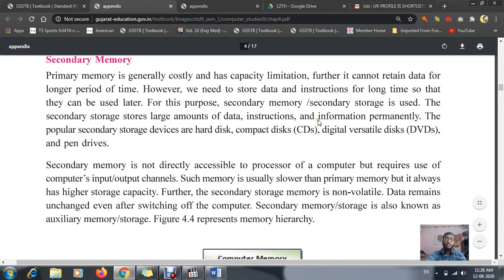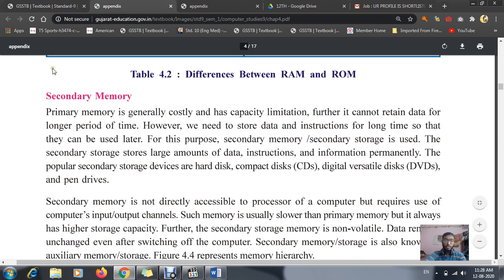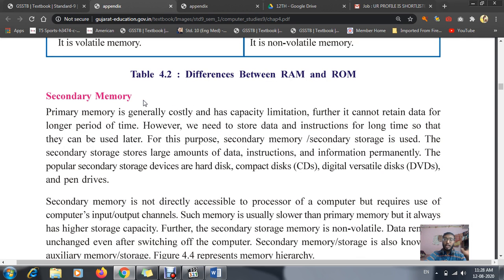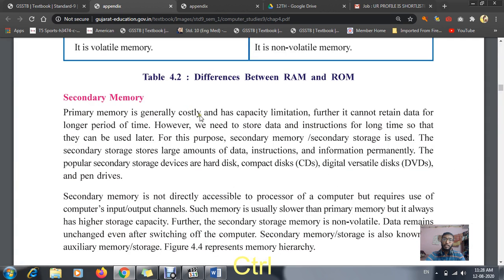Now today we are going to start with your next topic, which is secondary memory, the second type of memory. This secondary memory is a long term or permanent storage. Permanent storage means that each and every computer or laptop will have a hard disk. Hard disks, pen drives, CDs and DVDs are the best examples of secondary memory.